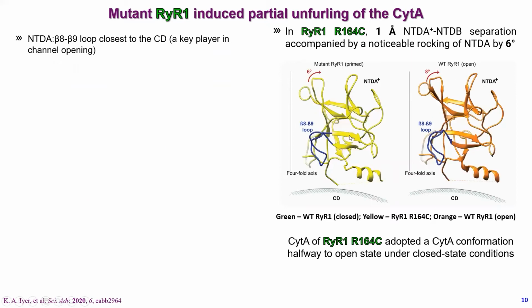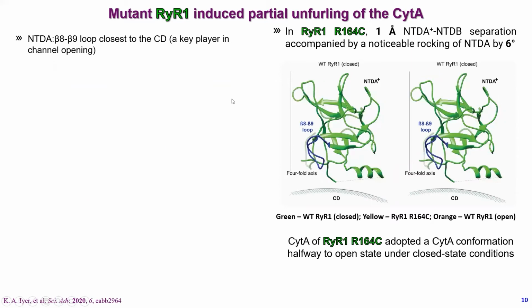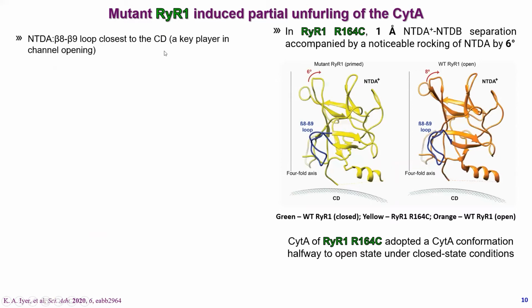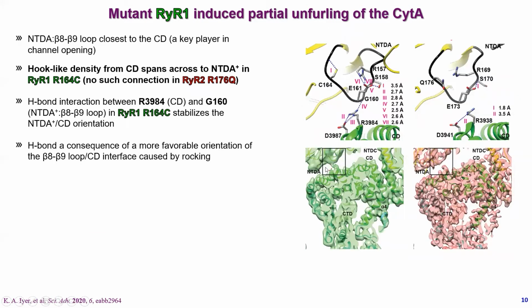The loop containing the mutation, highlighted in blue here, is close to the central domain, which is a key player in channel opening. We observed a hook-like density originating from the central domain and reaching across to the NTDA in RyR1, while a similar hook-like density was observed in RyR2. It did not span across to the loop. This hook-like density was a consequence of the hydrogen bond interaction between the arginine in the central domain and a backbone glycine in the loop. And this hydrogen bond was due to the rocking and separation that I talked about earlier.